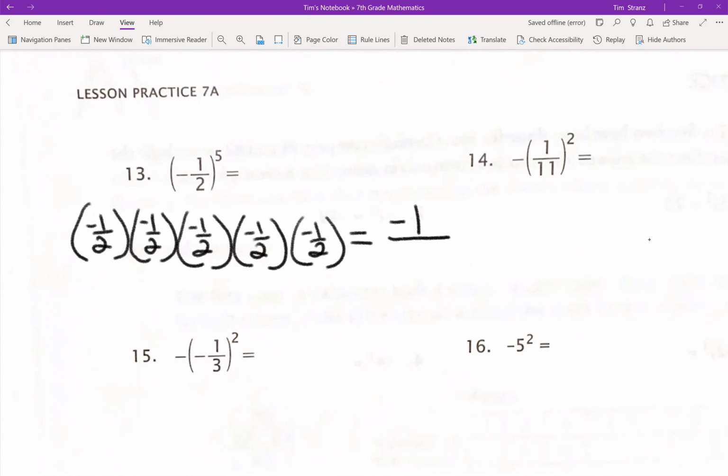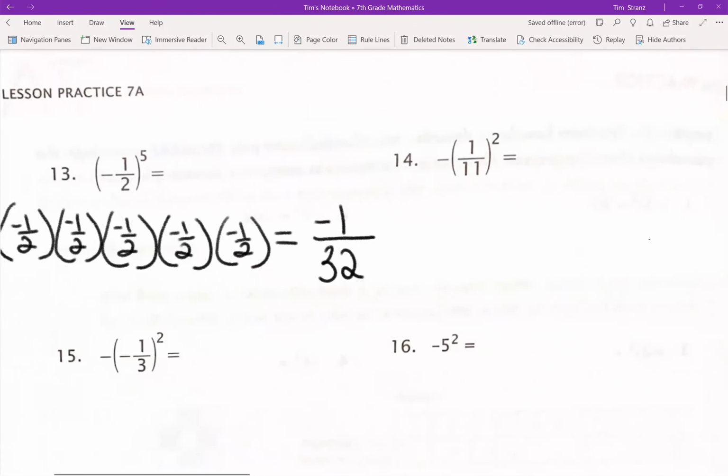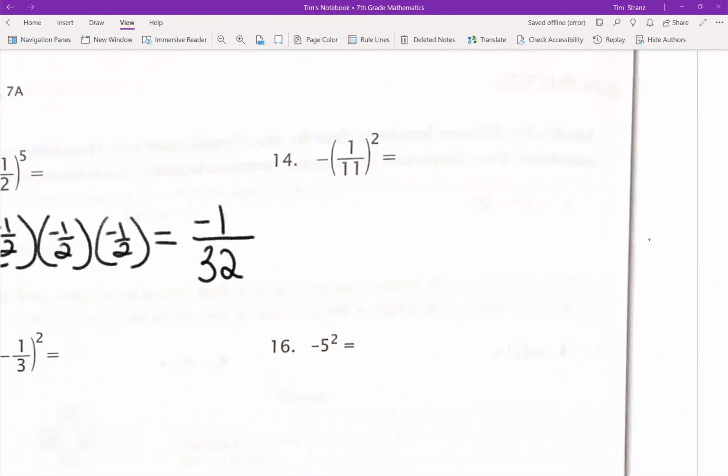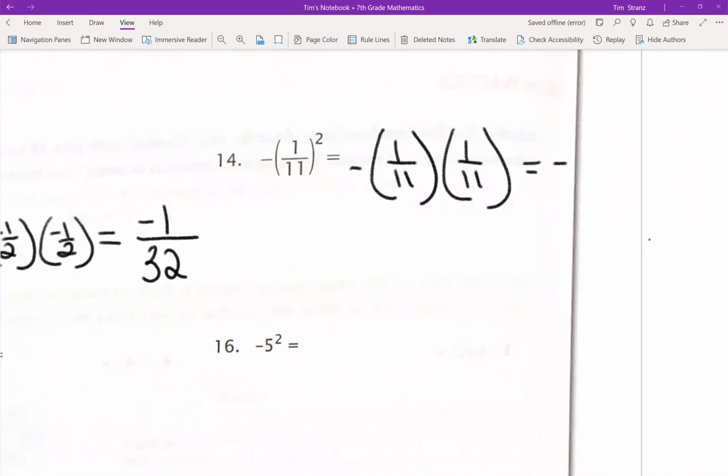Okay, and then the 2's, since we already did the negative on the top, we can just multiply the 2's. So 2 times 2 is 4, 4 times 2 is 8, 8 times 2 is 16. 16 times 2 is 32. So there's your answer, negative 1 over 32. Okay, number 14, we have 1 over 11 times 1 over 11, but there's that negative on the outside. Okay, so that is going to be a negative 1 over 121.